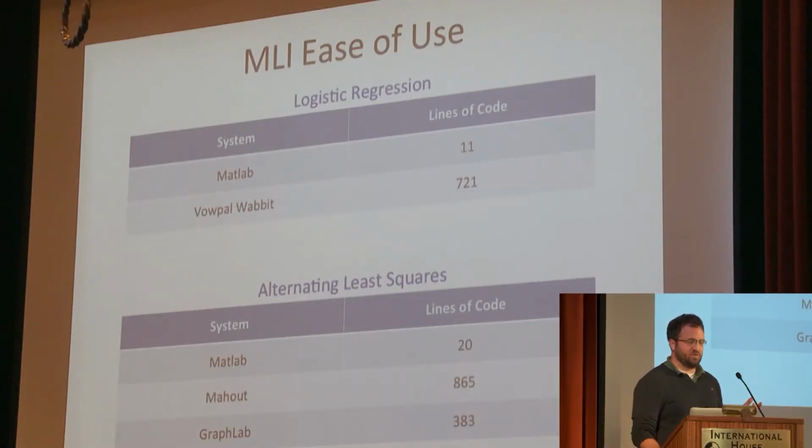So looking at the cutting edge modern distributed systems, we've got Vowpal Wabbit at 700 lines of code. Similar story for alternating least squares in Mahout and GraphLab. And then under the MLI, we don't quite hit MATLAB level ease of use, but we're pretty close. And we're certainly an order of magnitude better in terms of lines of code compared to these other systems. Now, we're certainly getting some of this benefit from just running on top of Scala using Spark, but we think it's still a pretty compelling story.